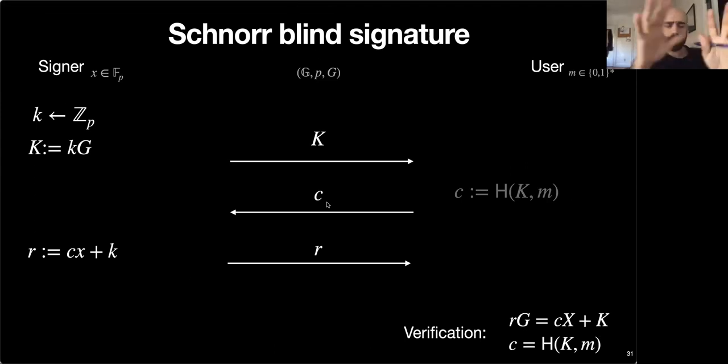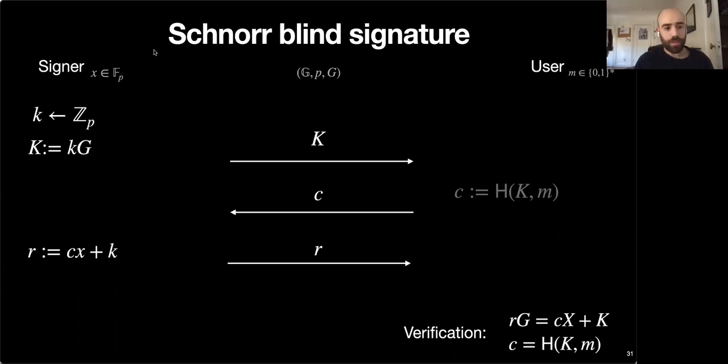In a Schnorr blind signature, and this is really a template that you will see all over the place, a template for what are called Sigma protocols, you have a signing key that I'm going to call X in the field, in a group G of size P generated by a generator G. I'm using additive notation here. And you will have a user that has a message, a set of bits.